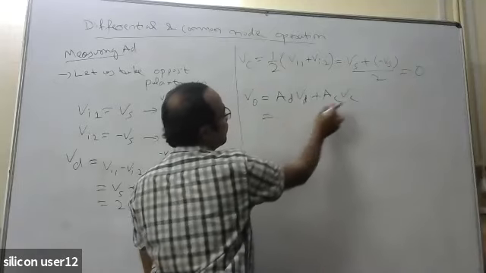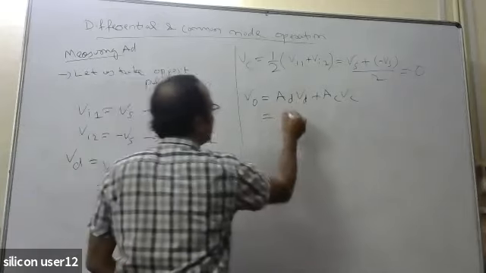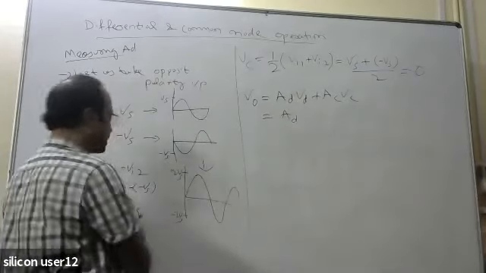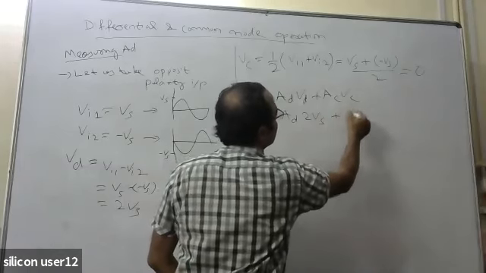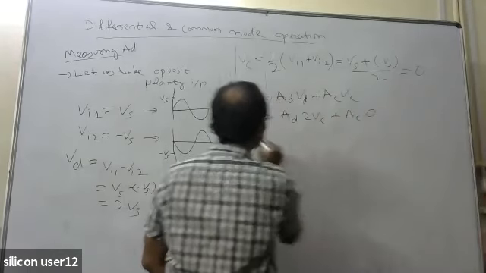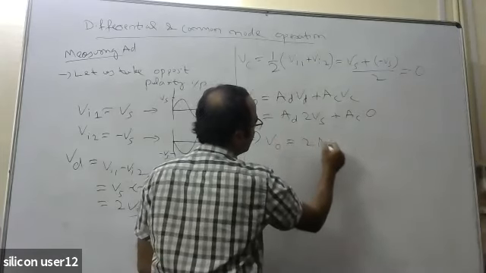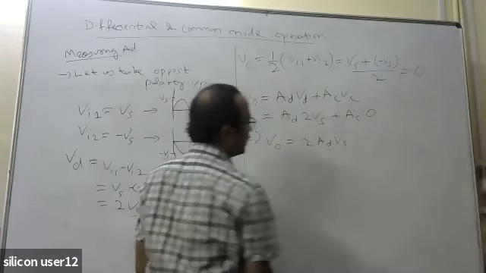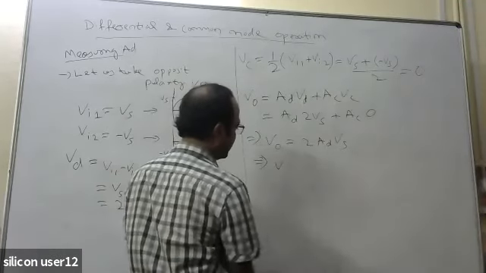Now you just put in the equation V0 equal to AD Vd plus AC Vc. You just put in the values: in place of AD Vd, 2 Vs, plus AC Vc, with Vc being 0. So that means my V0 equals 2 AD Vs.